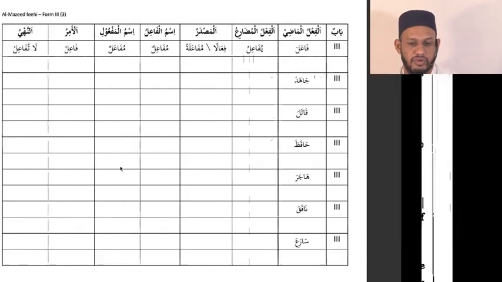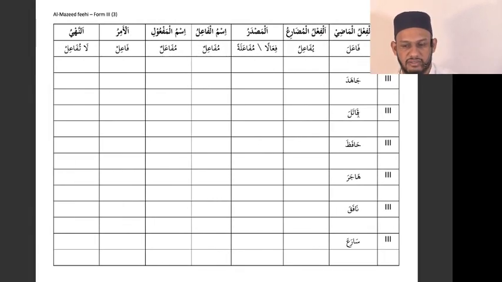Qatala means he fought, like he fought someone. Yuqatilu, he is fighting. Fighting is called qital. Muqatil is a fighter, and muqatal is the one who is fought. Amr is qatil, fight. La tuqatil, don't fight. Okay, you with me? Now, I'm going to pause there for a second.